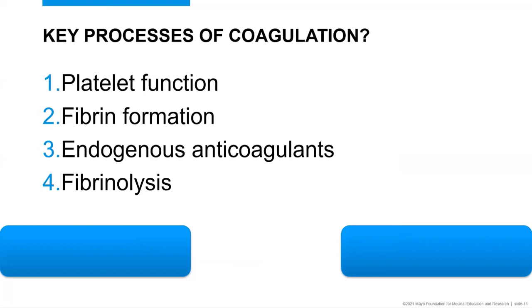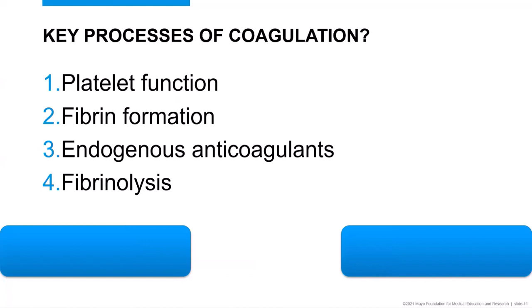So for those of you that like to break things down, this is platelet function, which is classically described as primary hemostasis. Then you've got fibrin formation, or sometimes people call it plasmatic coagulation, or sometimes we learn this as secondary hemostasis. Then we also have the endogenous anticoagulants. Again, keeping in mind that now we're talking about how we are getting a measured response.